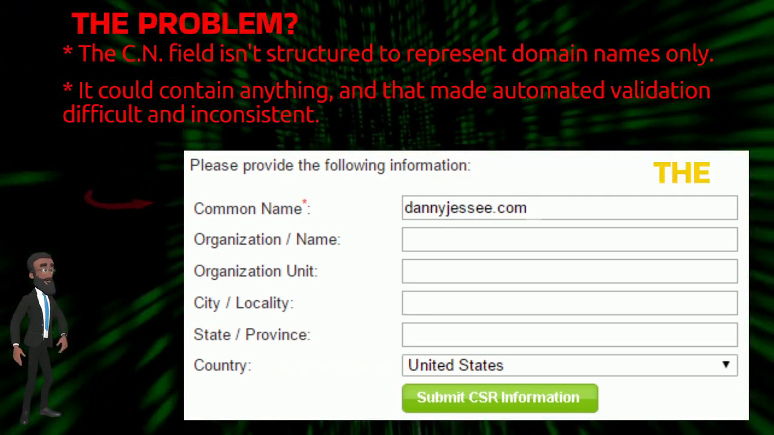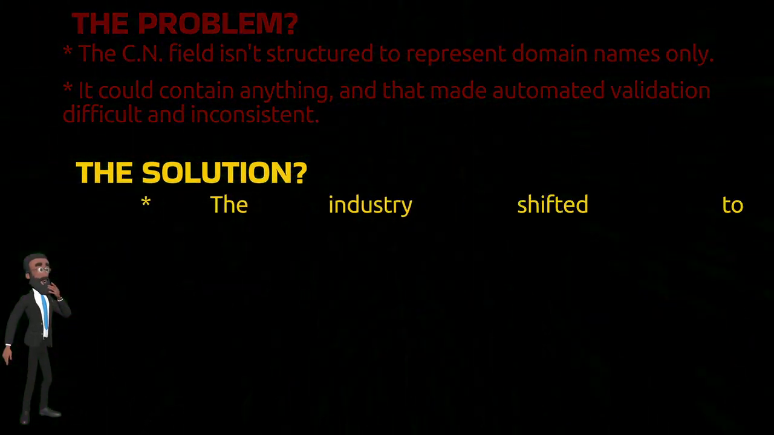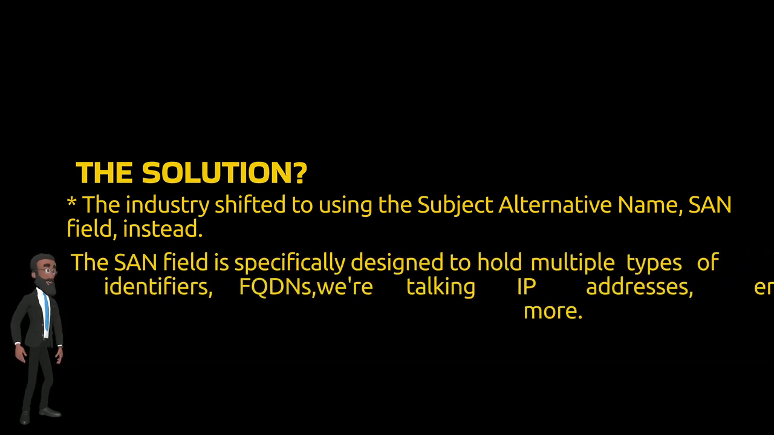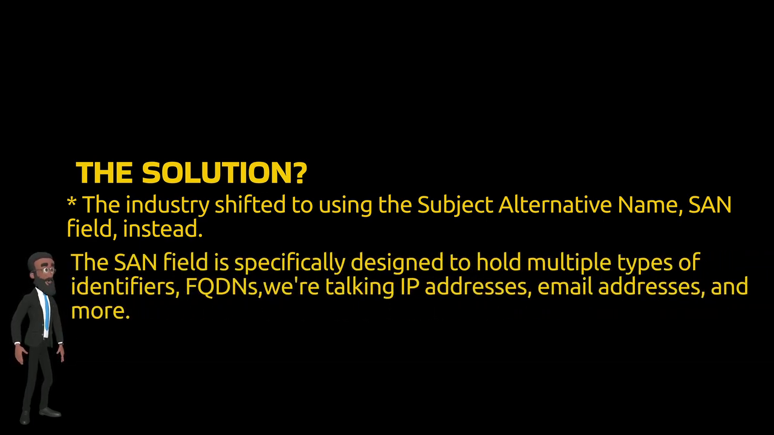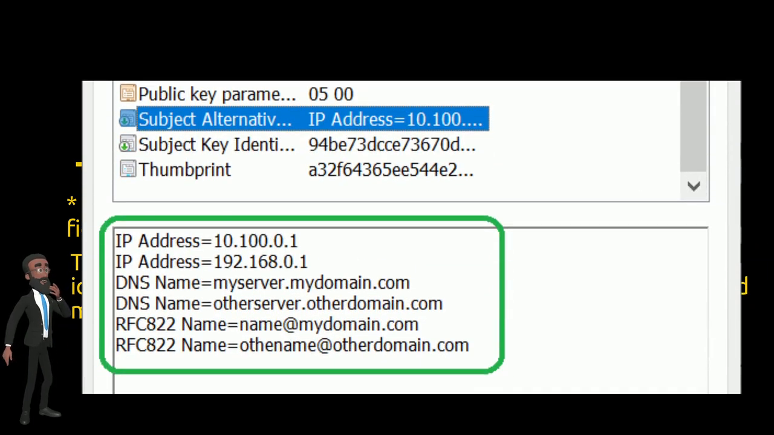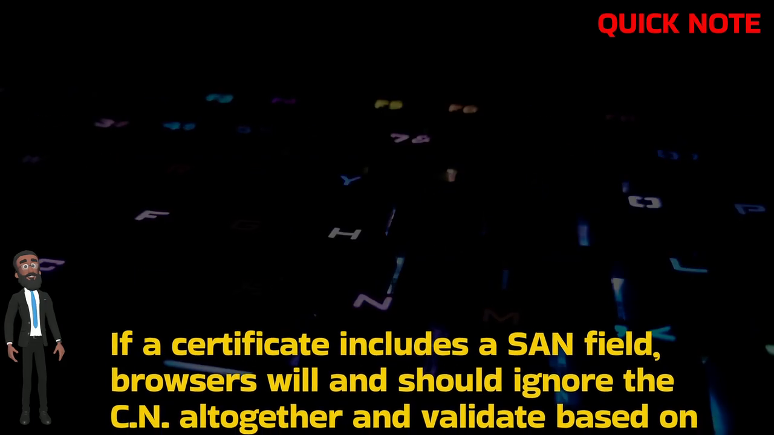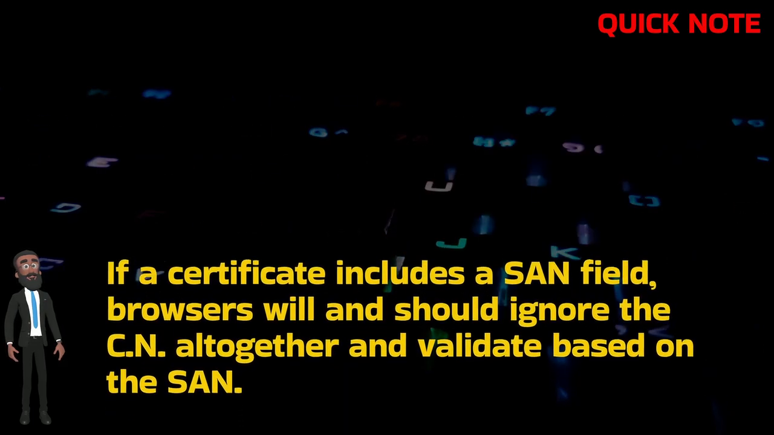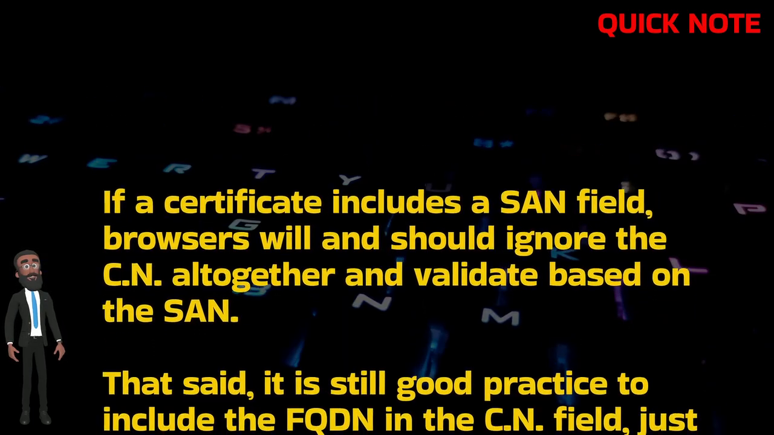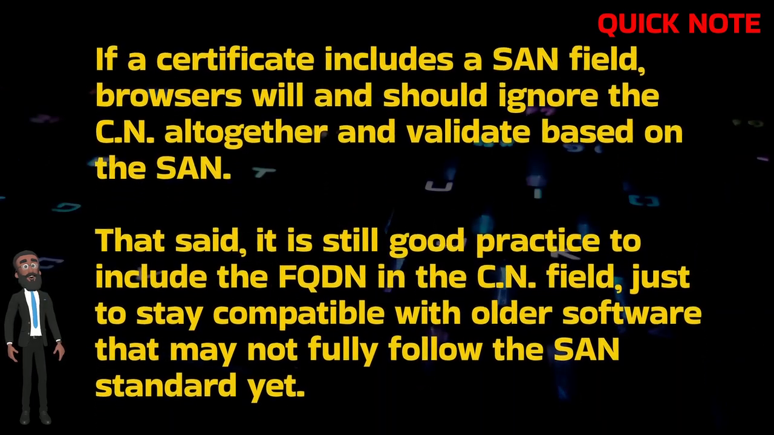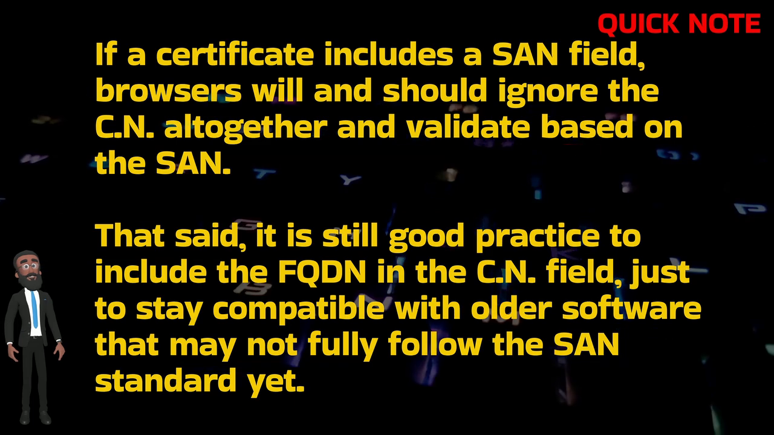To fix this, the industry shifted to using the Subject Alternative Name, SAN field, instead. The SAN field is specifically designed to hold multiple types of identifiers: FQDNs, IP addresses, email addresses, and more. If a certificate includes a SAN field, browsers will and should ignore the CN altogether and validate based on the SAN. That said, it is still good practice to include the FQDN in the CN field, just to stay compatible with older software that may not fully follow the SAN standard yet.